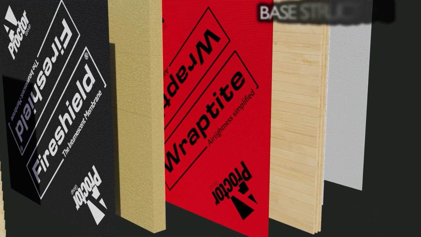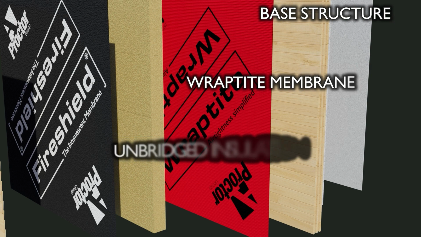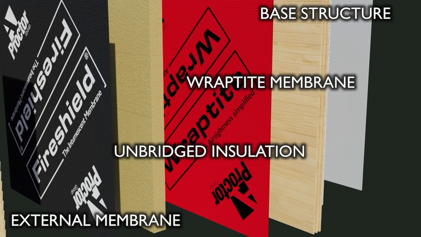A build-up like this, with the base of cross-laminated timber or structural insulated panels, Wraptite over the panel surface, a thick layer of unbridged insulation and a secondary airtight membrane externally, provides a very dependable barrier to unplanned air movement. This in turn ensures the building system's ventilation can function as designed, delivering the fresh air crucial to maintain a healthy environment.